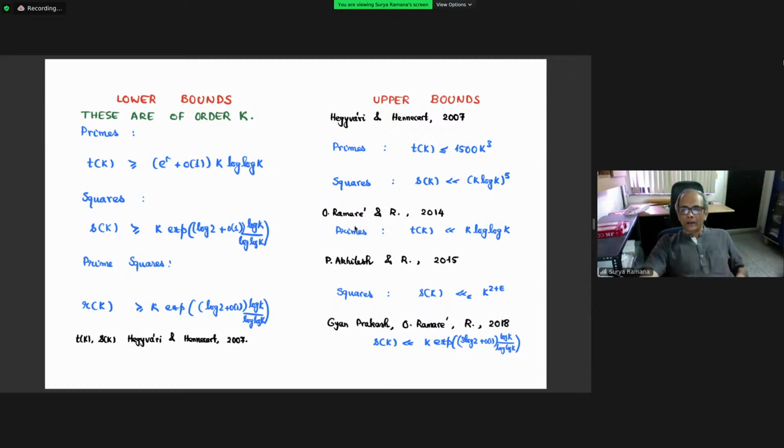Then Olivier and myself worked on this question, and we could obtain an upper bound which was the same order as the lower bound. In principle, you can even write down a constant here. So up to this constant, we essentially got the optimal answer. So t_k is k log log.